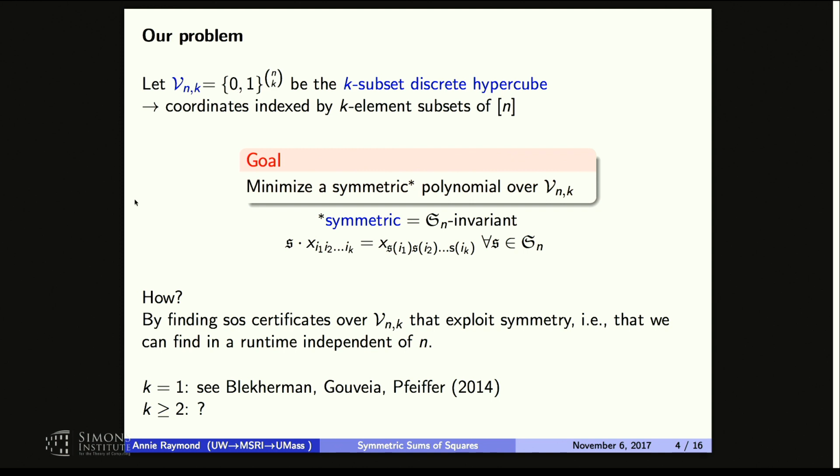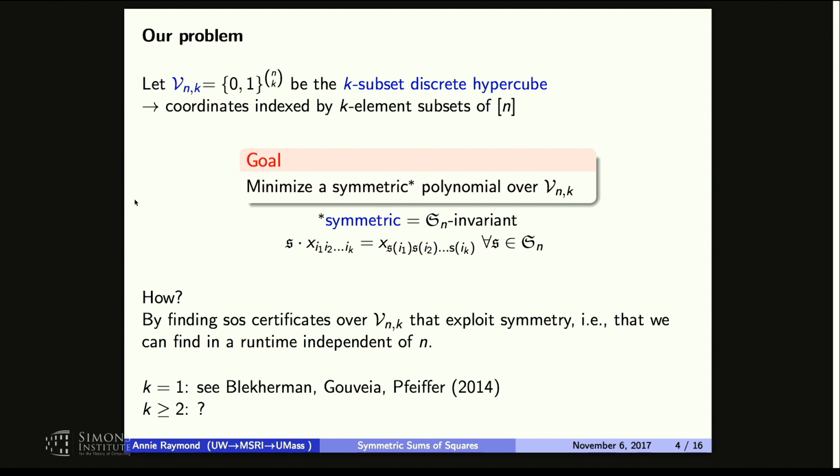So I want to find sums of squares certificates, and I want them to be clever. I want to use the fact that I have symmetry here, and I'm over the hypercube. And so I want to use symmetry so that I can find a runtime that is independent of n. If I just used straightforward sums of squares modulo an ideal like we just did in the previous slide, my runtime would depend on n. And so if my problem had a ground set where the number of elements is big or goes to infinity, that would be problematic. So I want to be clever.